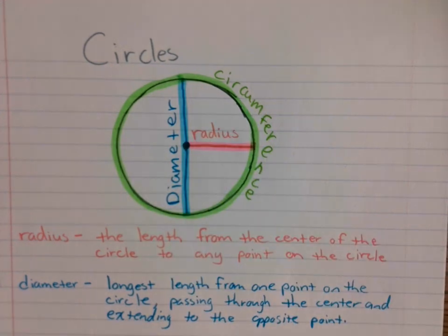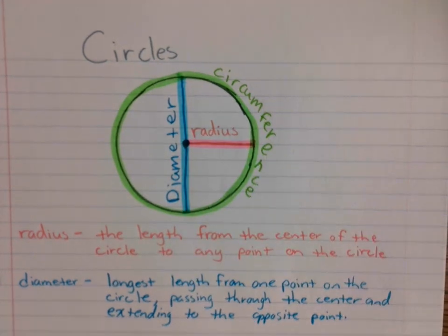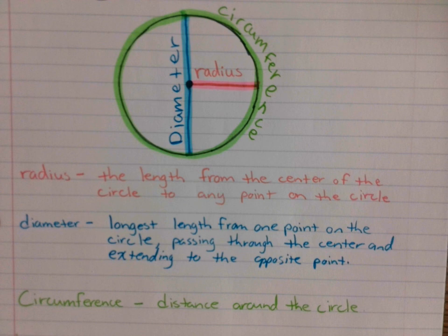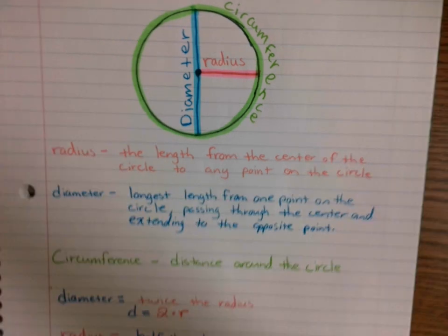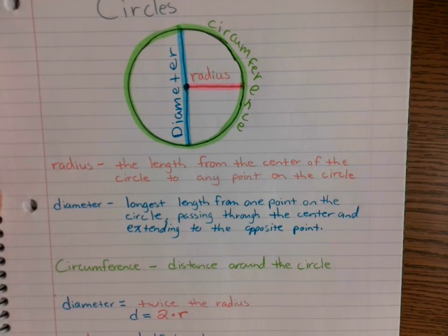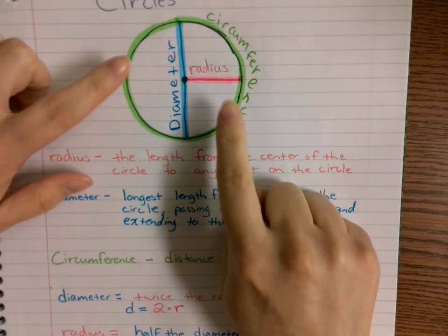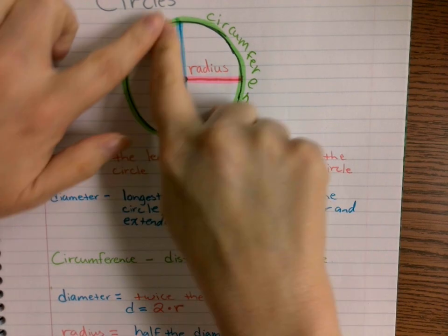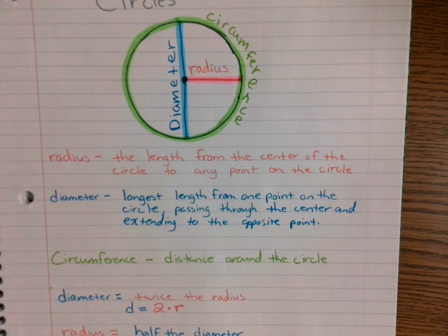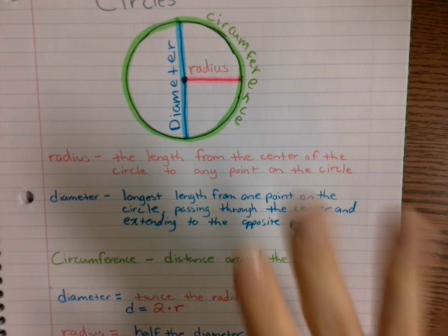Remember, we don't call it perimeter because perimeter is the measurement of all the edge lengths around a shape. But a circle doesn't have an edge. A circle is a free-flowing object. Okay, so these are the three parts that we talked about yesterday.